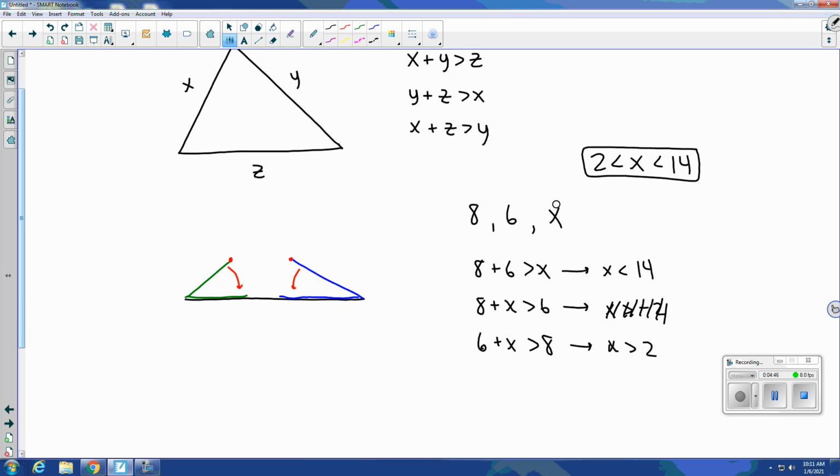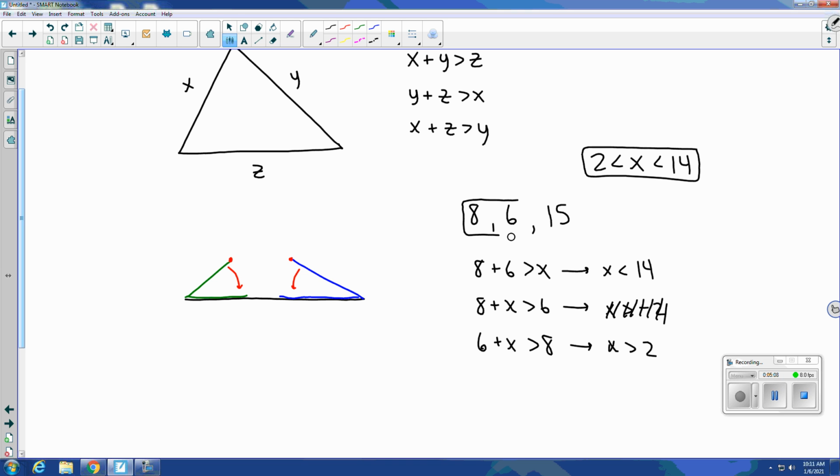So for instance, if we put 1 in for x, something that falls outside that range, how do we check? We take the two smallest. When we add them together, it should be greater than the third. 7 is not greater than 8, so something less than 2 fails, and there's a perfect example. How about greater than 14? So let's say we put 50. Take the two smaller sides, add them together. Is it greater than the third?